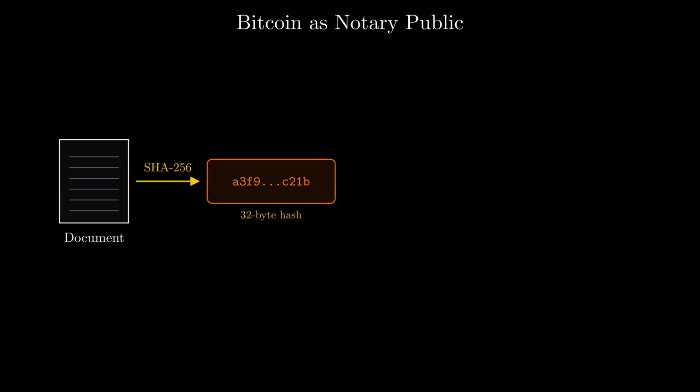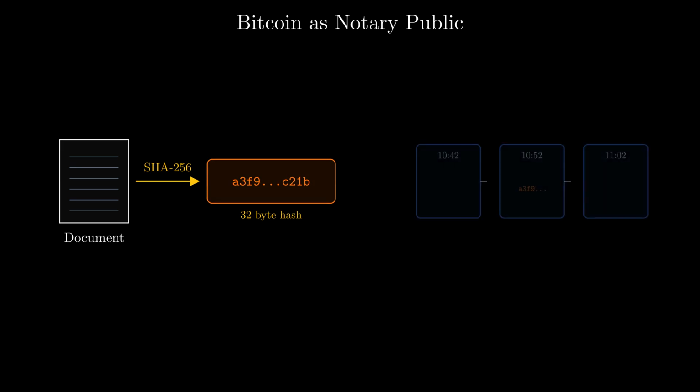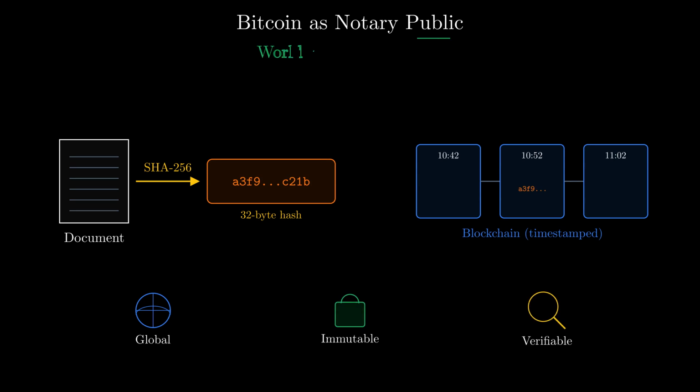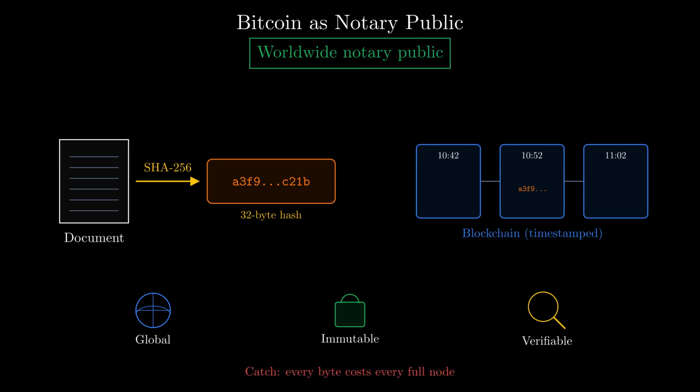Developers love Bitcoin for non-payment use cases because it offers three things at once: a global timestamp, immutability, and verifiability from anywhere. Drop a SHA-256 hash, a 32-byte fingerprint of your document, into a block, and you've notarized it. Anyone forever can confirm that document existed by the time of that block. The blockchain becomes a worldwide notary public. The catch: every byte you add is a cost shared by every full node.